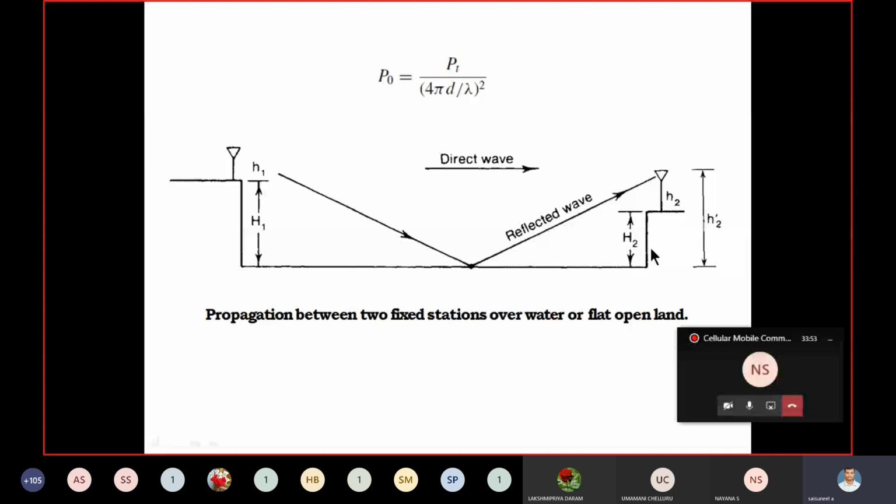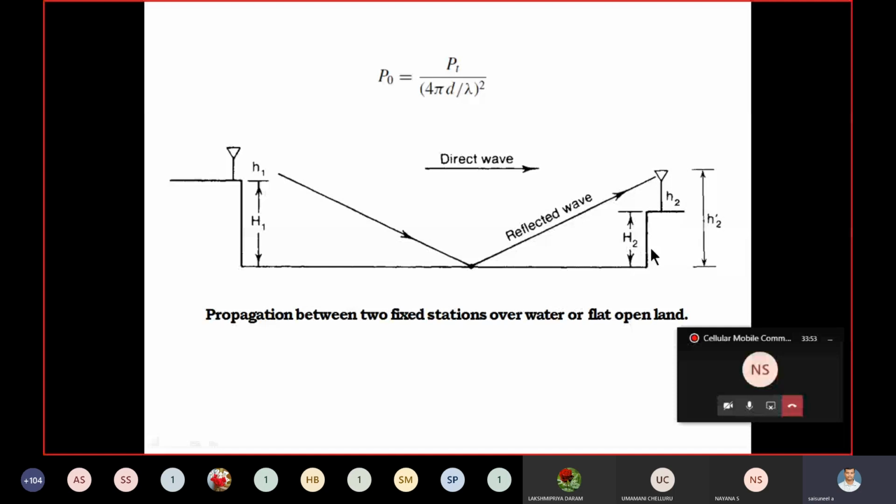Now consider two waves. One is the direct path, the line of sight path, from this antenna to this antenna directly. The second one is the ground reflected path. From this figure, we have to derive the equation. Yesterday we discussed the general equation to calculate the phase difference. The same form gives the final equation.